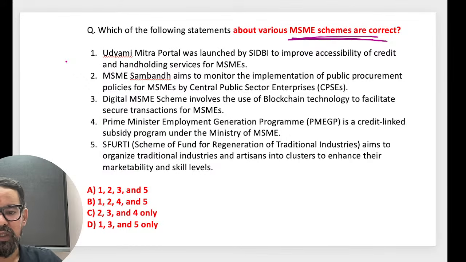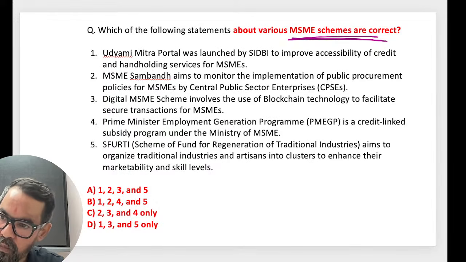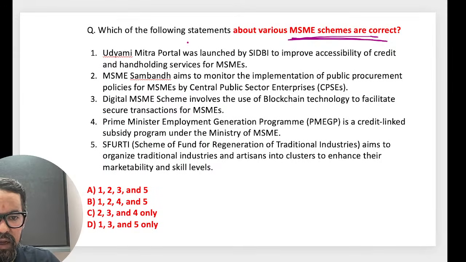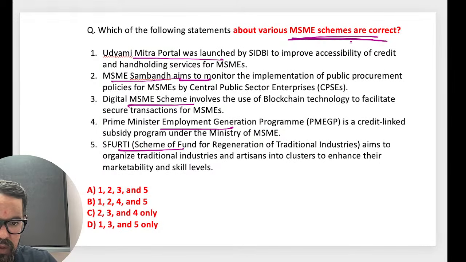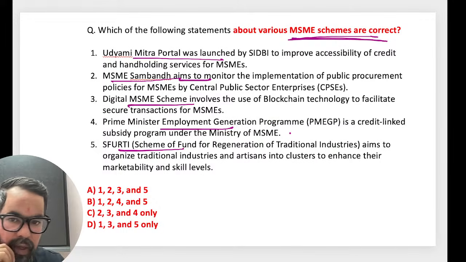Very good guys, very good, well done. चलो आगे बढ़ते हैं, बताइए क्या होगा आंसर. So about various MSME schemes, which are correct: Udyam Mitra portal, MSME Samvad, we have digital MSME scheme, Prime Minister Employment Generation Program, and we have Spurti. Okay, everyone is saying B.